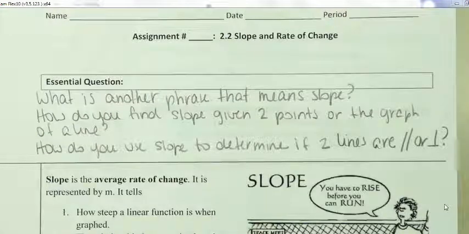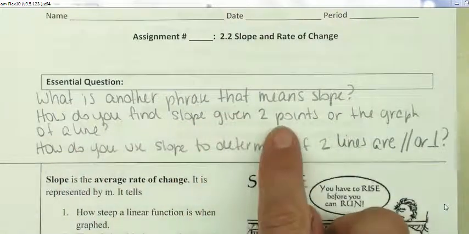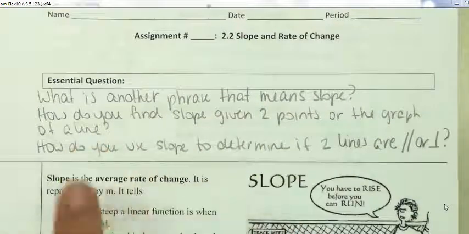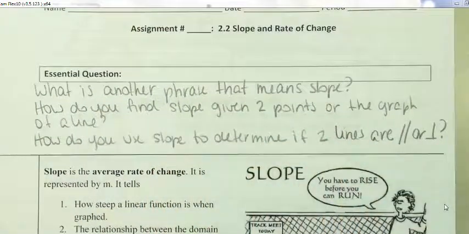All right, 2.2, slope and rate of change. Very important lesson, and you've seen this all before. What is another phrase that means slope? How do you find slope given 2 points or the graph of a line? And how do you use slope to determine if two lines are parallel or perpendicular? So a lot of review from Algebra 1 and also from geometry.